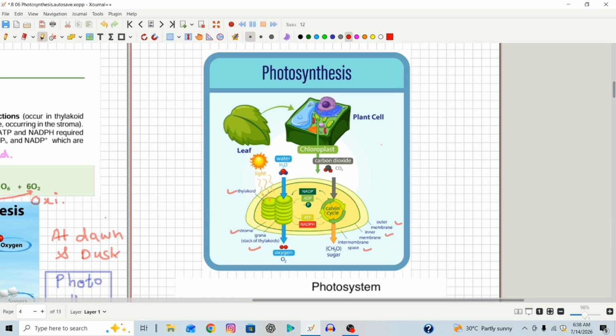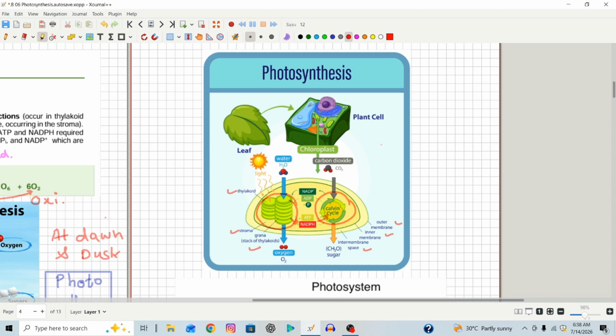There are two types of processes happening here. The first is the light reaction, the light dependent reaction. In the light dependent reaction, light and water molecules are used and oxygen is released. The products of light reactions are ATP and NADPH, and these products are used in the dark reaction, also called the Calvin cycle, and the Calvin cycle, as you can see, is happening in the stroma. So the light dependent reaction is happening on the thylakoid, while the dark reaction is happening in the stroma.